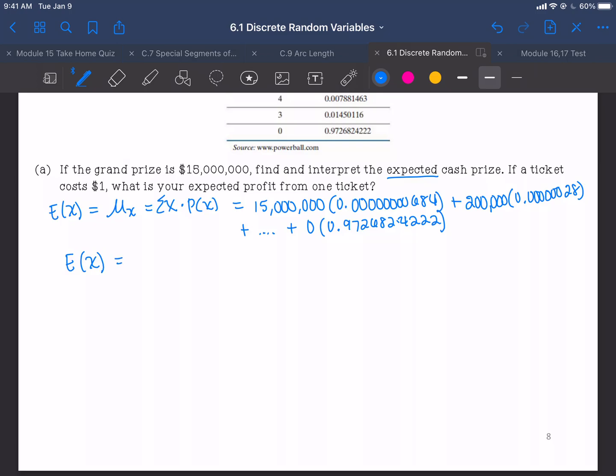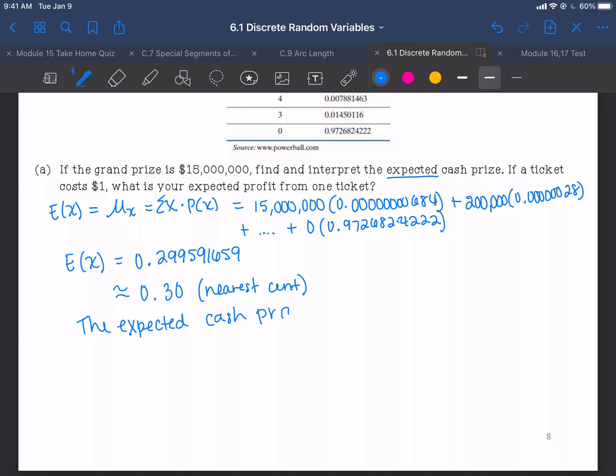Okay, so if you went through and typed all of that into your calculator, you would get an expected value of 0.299591659, which we will round to the nearest cent. So that's like 30 cents. It would be your expected outcome, rounded to the nearest cent. So over a long period of time, if you continue to play this, the expected cash prize would be 30 cents.